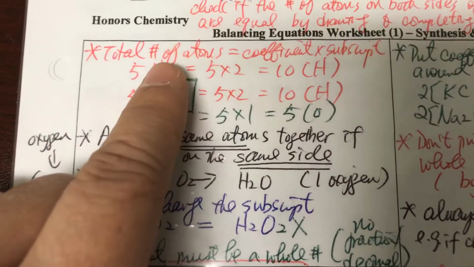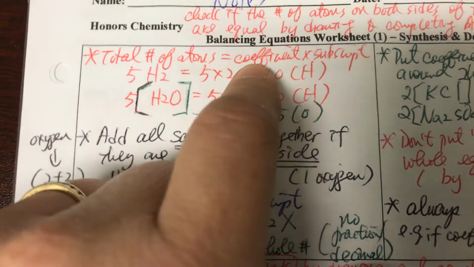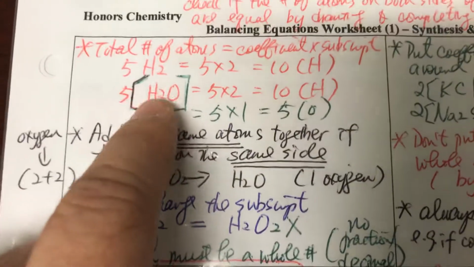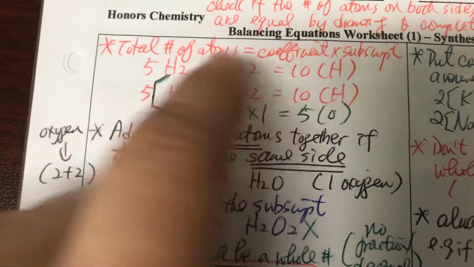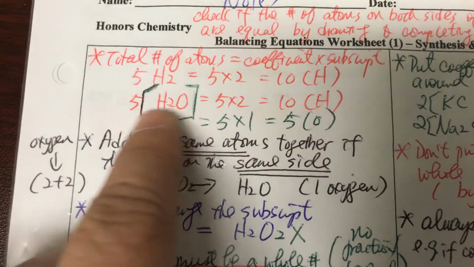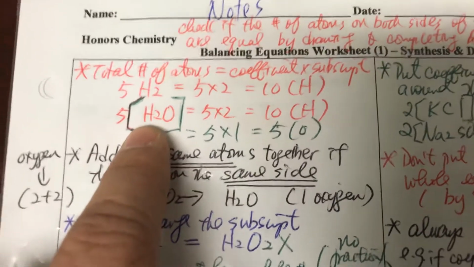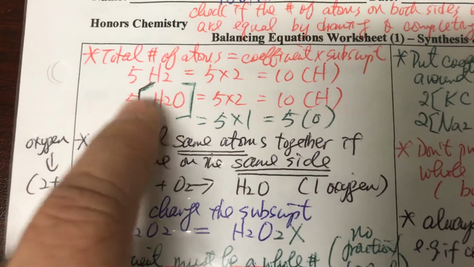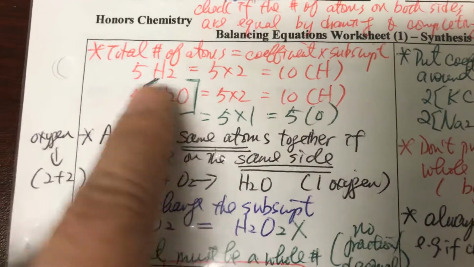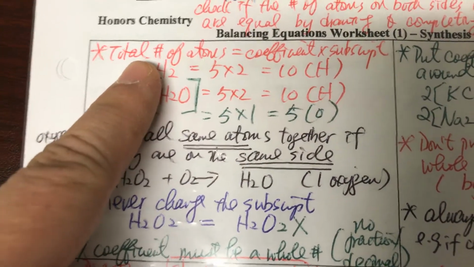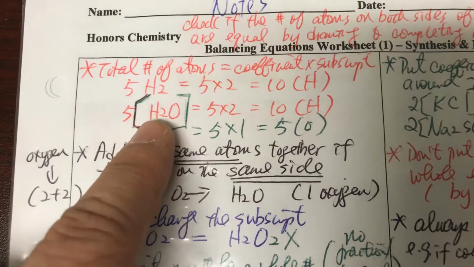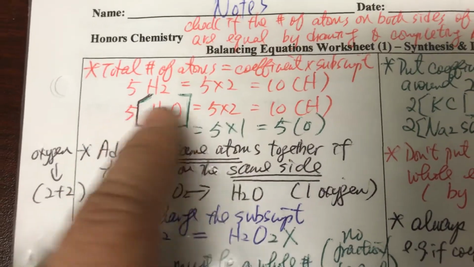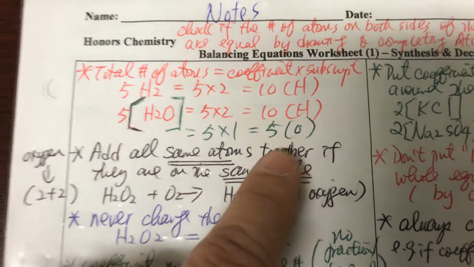So the notes here, number one: how do you find the total number of atoms? You take coefficient times subscript. So for example, if I have 5H2, the total number of H will be 5 times 2 is 10H. If I have 5 water, because water is a compound, you cannot just say 5 times 2 is 10 hydrogen and then only 1 oxygen. You can't do it because the 5 is a coefficient that goes to the whole molecule. So you have to put a bracket, and then you can say 5 times 1 is 5 oxygen.